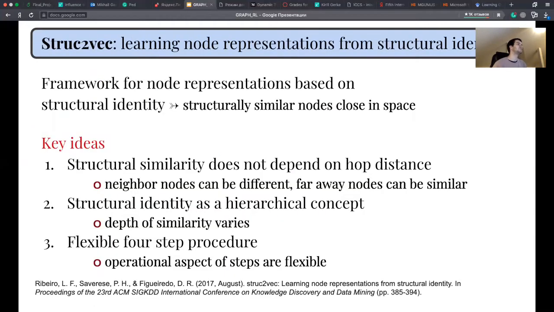In the papers, authors used the Struczvee approach. A few key ideas about this approach. The first main idea is that we want to find similar nodes in a graph which play similar roles. Their neighbor nodes can be different, but faraway nodes can be similar, and this approach allows us to analyze the depth of similarity for the graph.